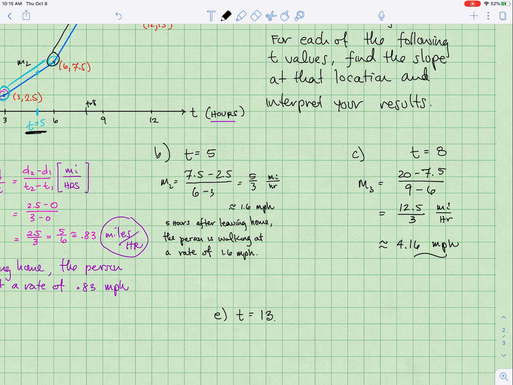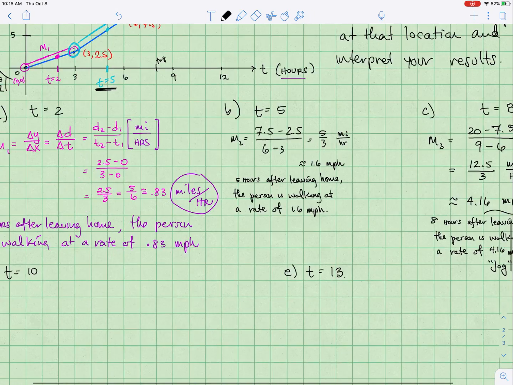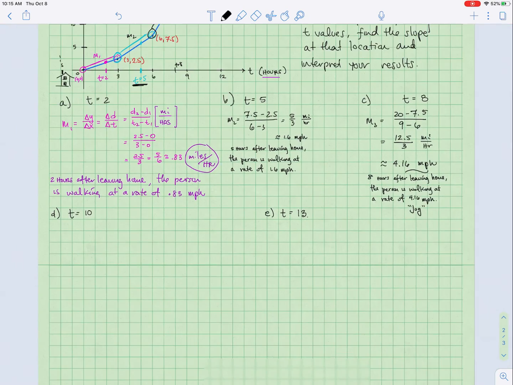And so let's see here. Let's cut to the chase. Duplicate. And you'll notice this is just some cookie cutter stuff. Let's see, 8 hours after leaving home, the person is walking at a rate of 4.16 miles per hour. It's probably more like a jog than a walk, but some people walk fast, man.